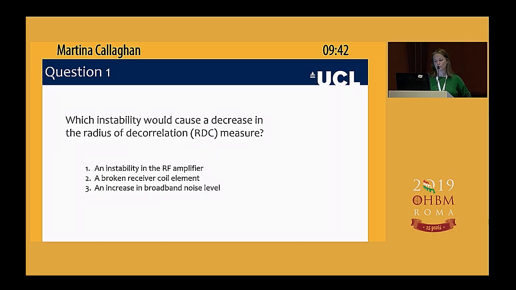So the question is, which instability would cause a decrease in the radius of decorrelation measure? Is it 1, an instability in the RF amplifier, 2, a broken receiver coil element, or 3, an increase in broadband noise level?